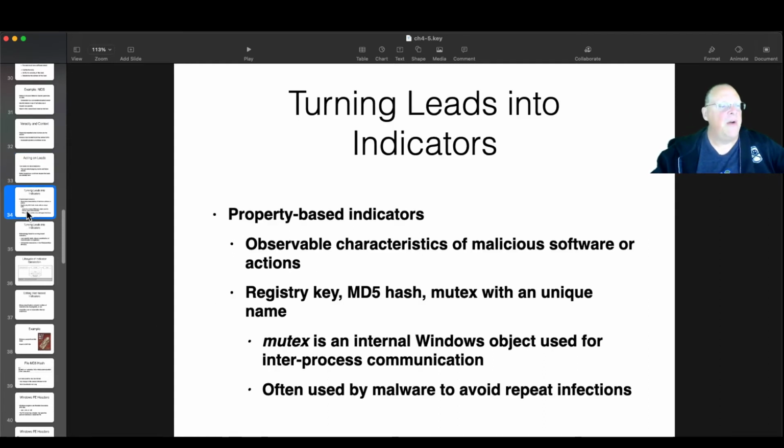All right, turning leads. So you want to turn leads into indicators. This is your goal. You have a lead, like an IP address or an alert from an IDS system, and you want to turn that into an indicator, which is something you can measure. An indicator of compromise is something you can easily measure on a system to tell if it's infected, like a registry key, a file with a certain hash, or a mutex, which is a handle in memory used to refer to an object that's in use.